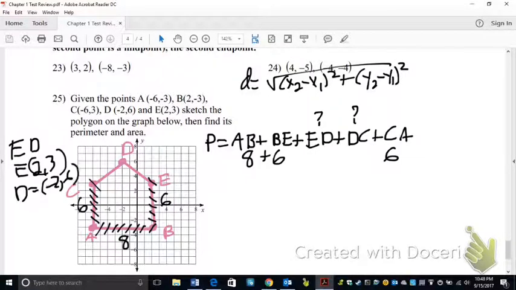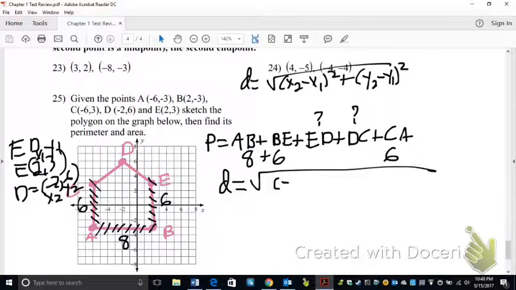And I'm going to write out my points. E and D, that's 2, 3, and negative 2, 6. So I'm going to go x1, y1 is 2, 3. I'm going to give D the designation of negative 2, 6, or x2, y2. So now when I plug in my distance formula, my x2 is negative 2. My x1 is 2.